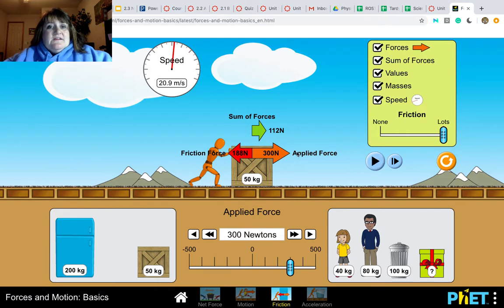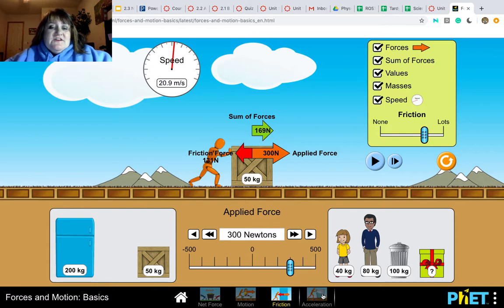Okay, so notice the total of the forces was 112 newtons. The little man applied 300 newtons. Friction applied 188 newtons. Now I can lower the amount of friction and notice what it does. It changes the sum of that force. And if I change the sum of the force, I can actually make it go faster.